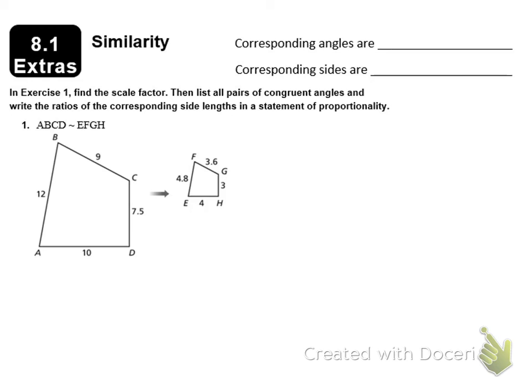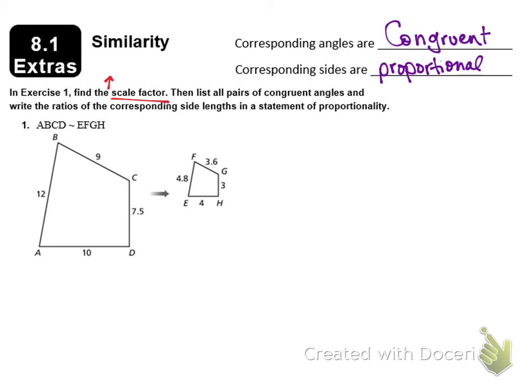So, similarity. There are figures that are the same shape but not necessarily the same size. What do we know about the corresponding angles? What are they? Congruent. So go ahead and write that in. Corresponding angles are congruent. But in similar figures, they're not the same size. So what do their sides have to be? Proportional. Okay, so in exercise 1, it says first find the scale factor.